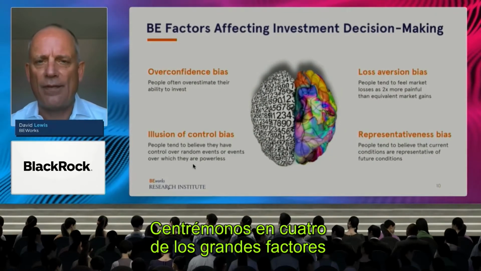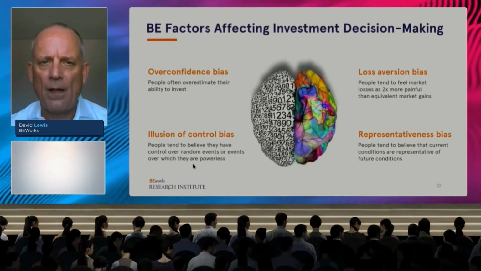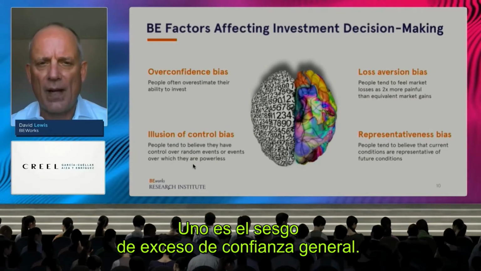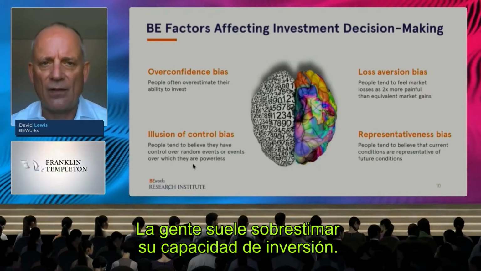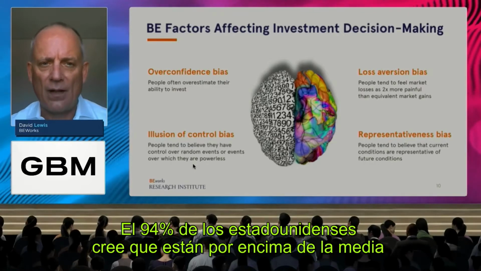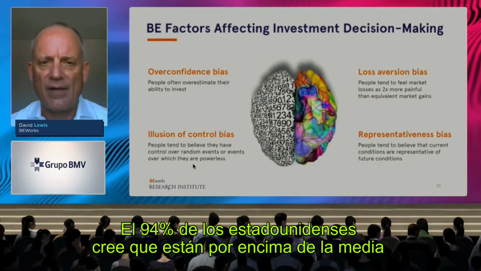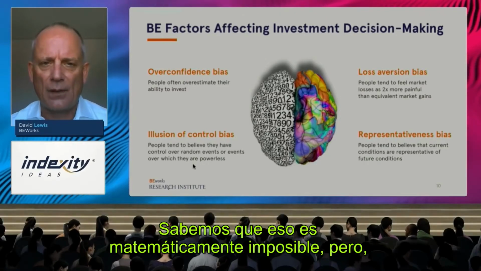Let's focus on four of the big factors affecting decision-making right now. One is overconfidence bias. People often overestimate their ability to invest. If you think about driving as a funny example, 94% of Americans believe that they're above average in terms of their driving skills. We know that's mathematically impossible.